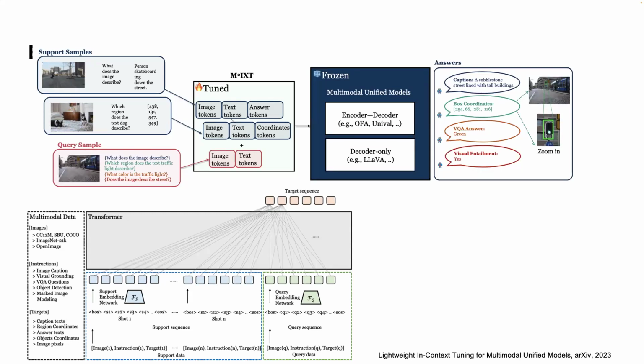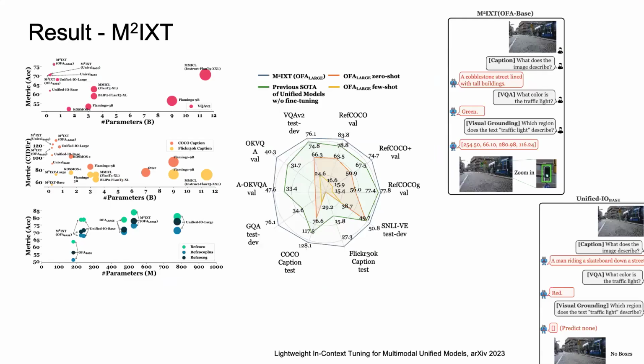And here shows the example where we have a support set of question answering. For example, what does this image describe? And the next one is the object detection. What region does the text dog describe? So then for the query set, it's all going into the training. And then it's relatively compute efficient, as here we show the result.